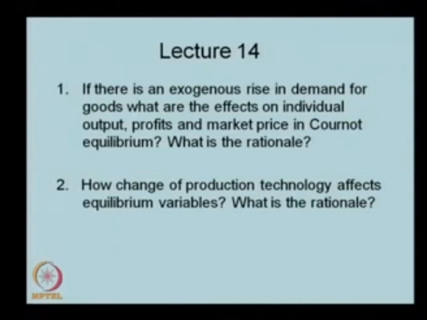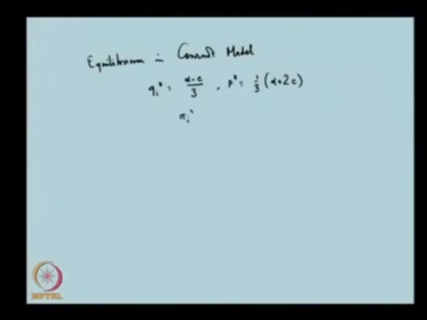First question: if there is an exogenous rise in demand for goods, what are the effects on individual output, profit and market price in Cournot equilibrium, and what is the rationale? Now, to understand this, let us recall what is the equilibrium in the Cournot model. If we have the standard assumption of a linear demand curve and constant unit cost, then we know that individual quantity is going to be (alpha minus C) divided by 3. The equilibrium price is going to be 1/3 of (alpha plus 2C), and individual profit is going to be (alpha minus C) whole square divided by 9.